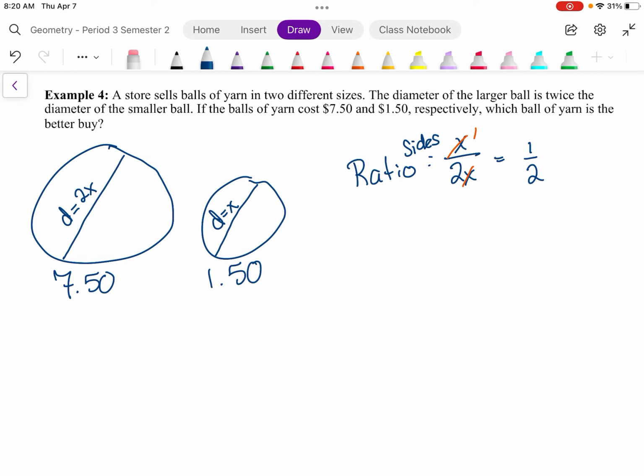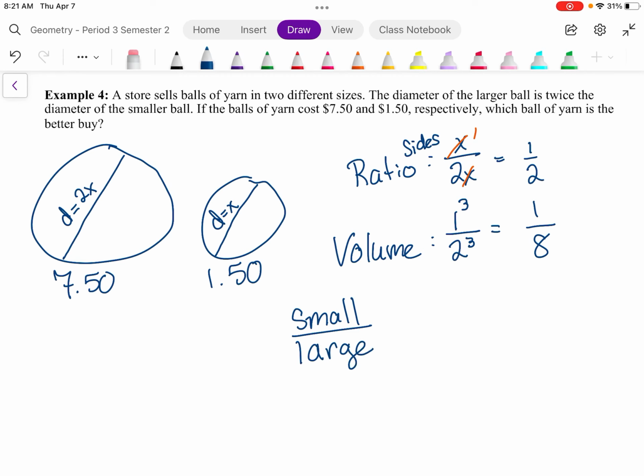So now we are going to find the ratio of the volume. And the reason we're going to do that is because when we're looking at price, we want to look at cost per how much we're getting. So that's going to be for the volume. So when we do that, we're going to take these numbers and we are going to cube them. So we're going to get 1/8. And for this, on the top, we have the smaller one. And on the bottom, we have the large.